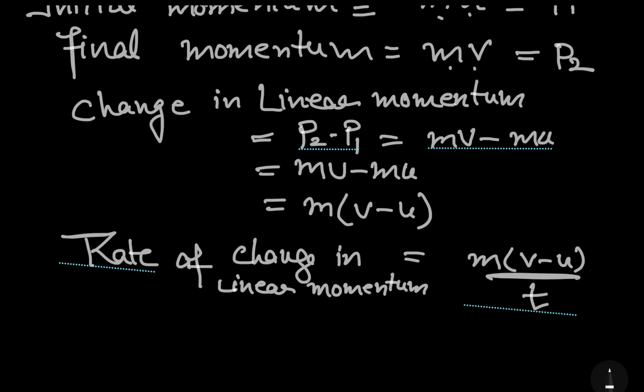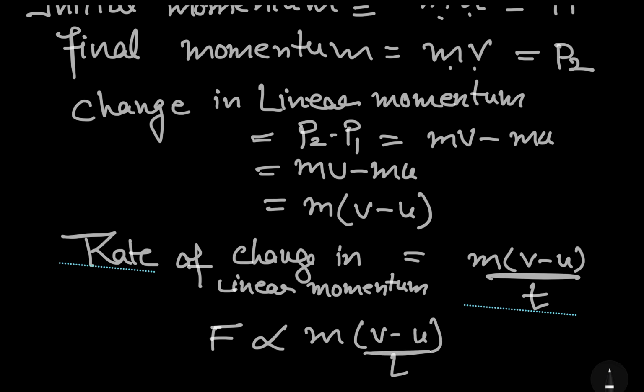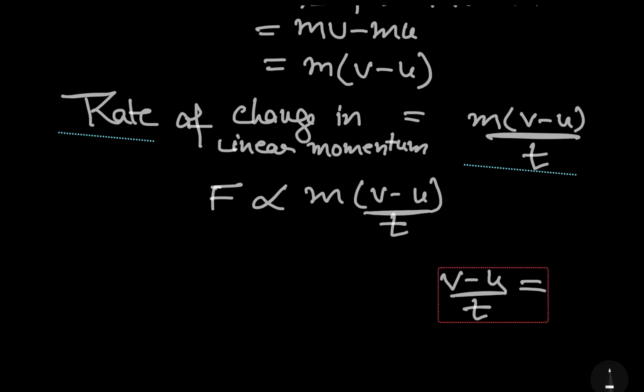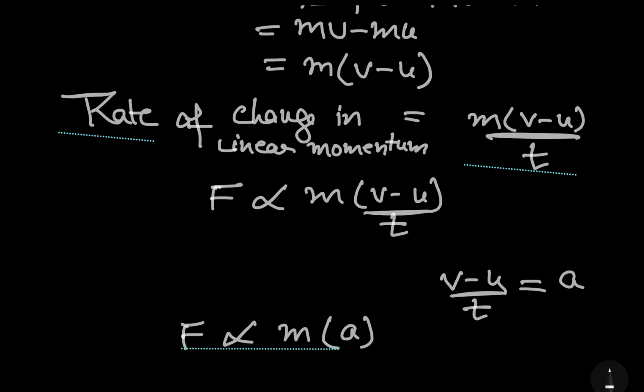Now according to Newton's second law of motion, rate of change of linear momentum is directly proportional to which thing? Force. So can I write it? F is directly proportional to the rate of change of linear momentum, v minus u upon t. Now the last step. What is v minus u upon t, students? V minus u is a change in velocity upon time. Rate of change of velocity is nothing but acceleration. So F is directly proportional to m into v minus u upon t, which is equal to a. So F is directly proportional to ma.